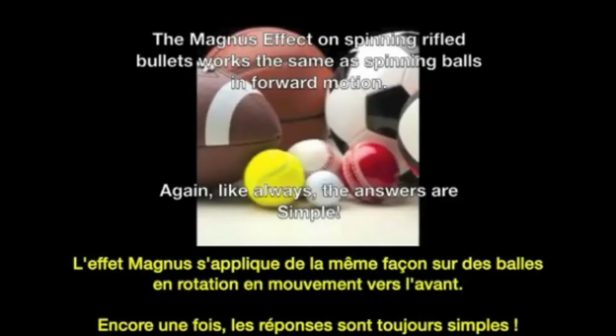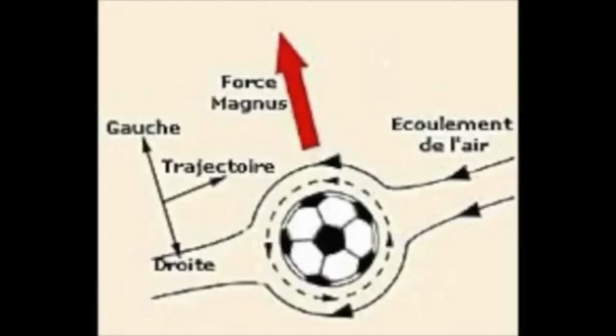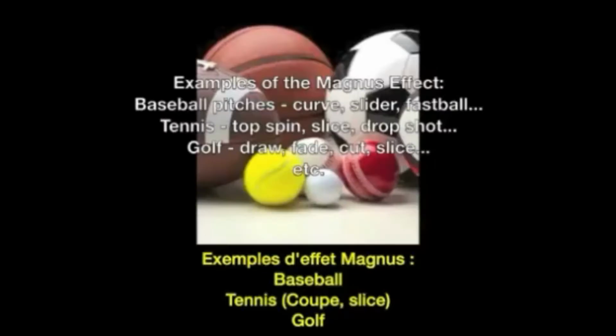The Magnus effect on spinning rifle bullets works the same as spinning balls in forward motion. Again, like always, the answers are simple. Another diagram of the Magnus effect on a spinning ball through air. Examples of the Magnus effect: baseball pitches, curve, slider, fastball; tennis, topspin, slice, drop shot; golf, draw, fade, cut, slice, etc.